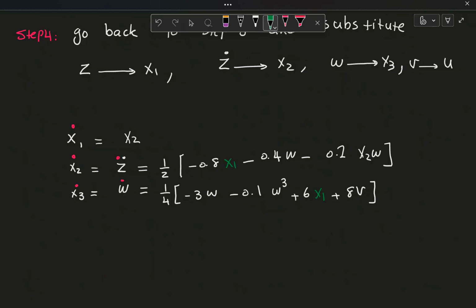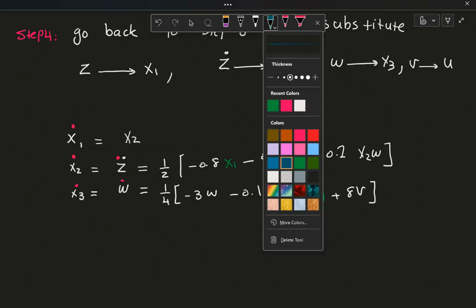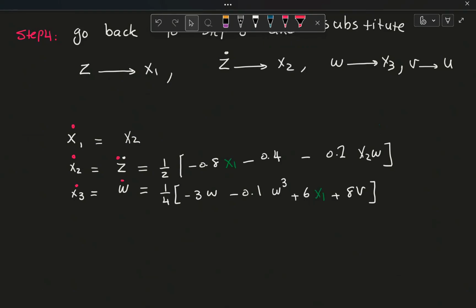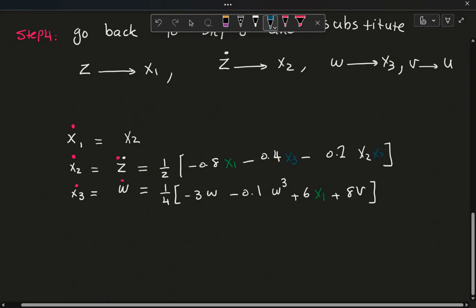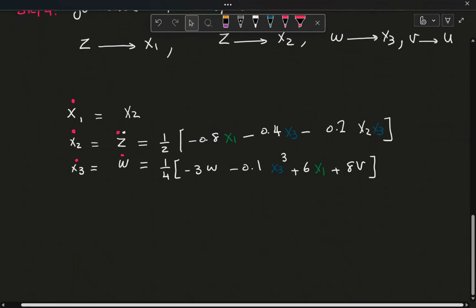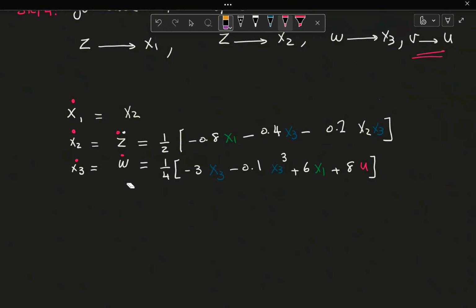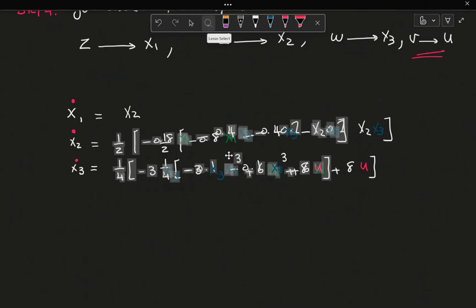Let me just pick another color here. I think blue is fine. So w is going to be x3, x3, and x3, and x3 here. At last, I'm going to work with my input. Don't forget this one. All the inputs are going to change to u. At this point, guys, you notice that since you substituted for z double dot, z, and w dot, you do not need these two terms here. I'm going to get rid of them. I'm going to bring these two equations a little bit to the left to make everything nice and clean.